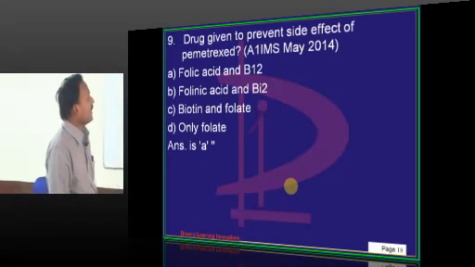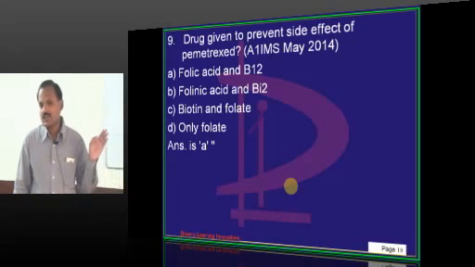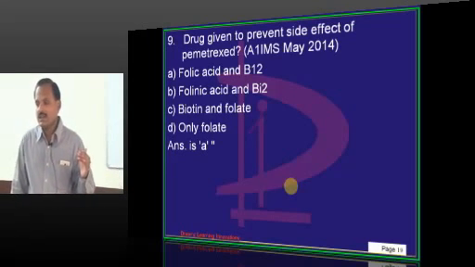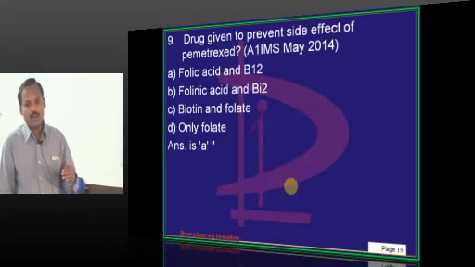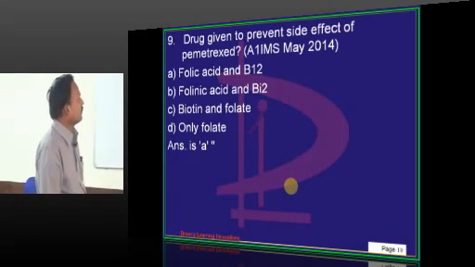Given to prevent the side effects of pemetrexed, I discussed in the morning in earlier slides, folic acid and vitamin B12, that is the combination that we use.